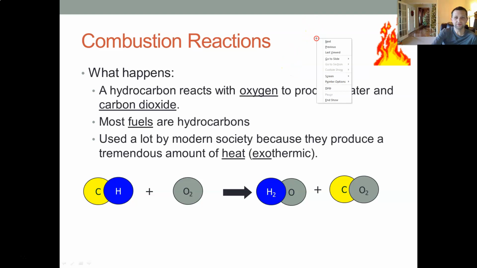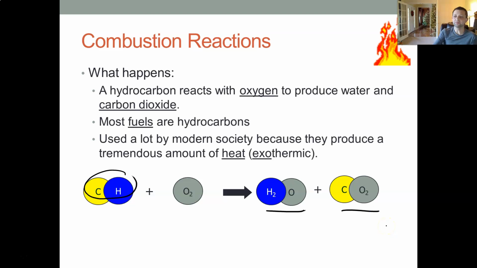Here's your pictorial representation for this one. So you could write that down as some hydrocarbon, which is what we have right here, plus oxygen, O2, this is diatomic, gives you H2O and CO2. Those are always your same two products. Okay, so take a second and jot that down.